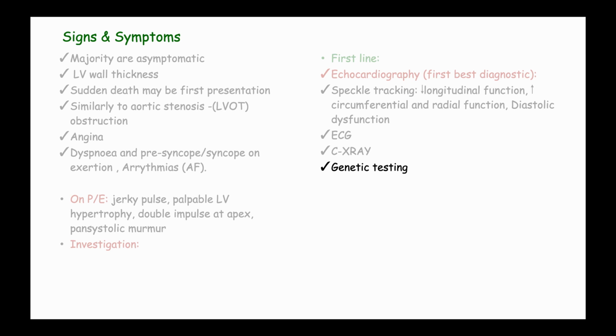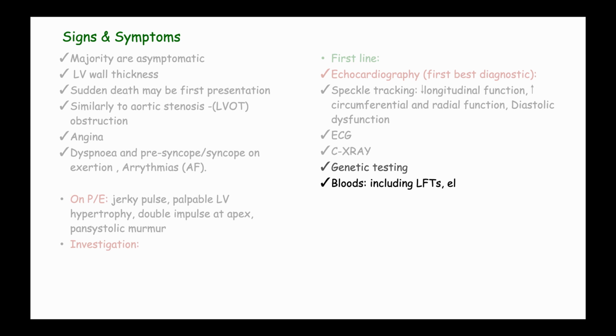Then we can also do genetic testing to rule out any genetic abnormality or mutations. We do genetic testing by screening first-degree family members, provided that a disease-causing mutation is found in the family tree of these patients.